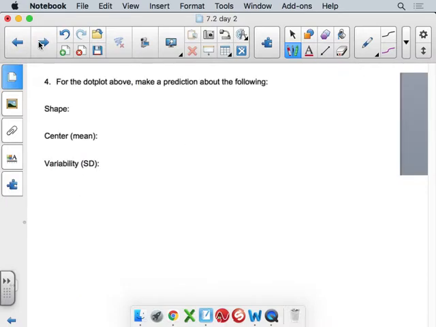All right, on number 4, it asks us to make a prediction on the shape, where's the center, and where's the spread, the variability.